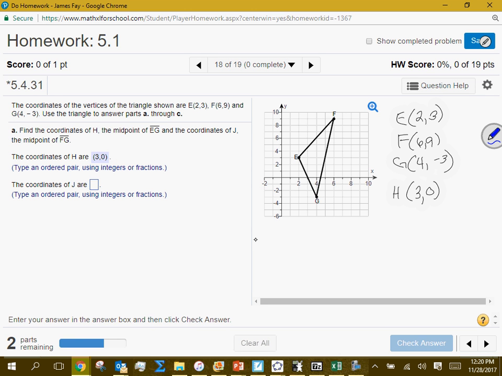So J is the midpoint of F to G. Okay, so F to G, I'm going to add those again. So that's 10 divided by 2 would be 5. And then 9 plus negative 3 is 6 divided by 2 is 3. So I'm looking at 5, 3. Again, plot that point, 5, 3, about right there. Looks like a midpoint, so I'm pretty confident in that answer, and I'll type that in. So 5, 3.